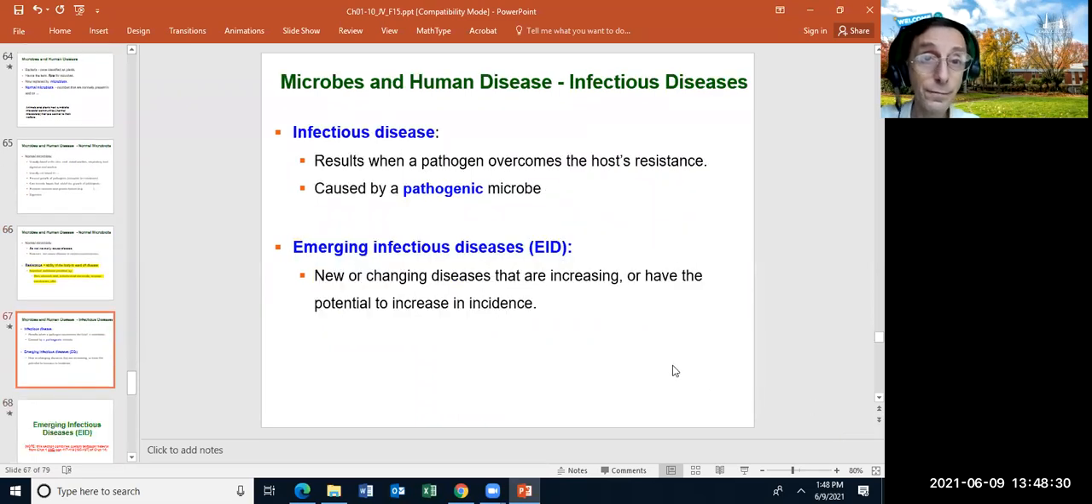All right. An infectious disease is one that results when a pathogen overcomes the host resistance. And this would be by a bacteria that we call a pathogenic microbe.